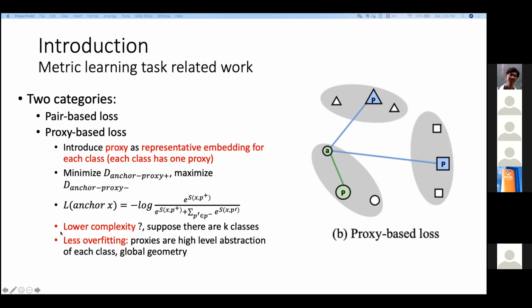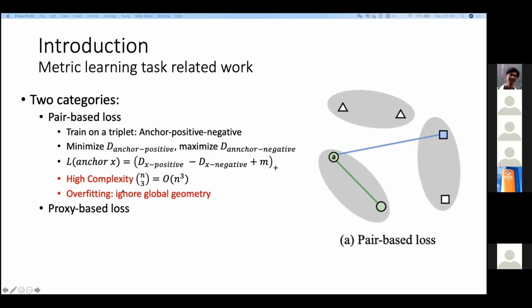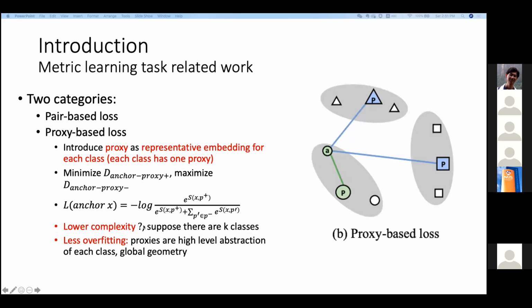Maybe I can ask a question. Proxy-based loss can lower the complexity. Remember that for pair-based loss, the complexity is n cubed. Then what about using proxies? What is the complexity? Any volunteers for this question? Is it n times k squared? Okay, n times k. Suppose there are k classes, then there will be k proxies, so it's n times k.